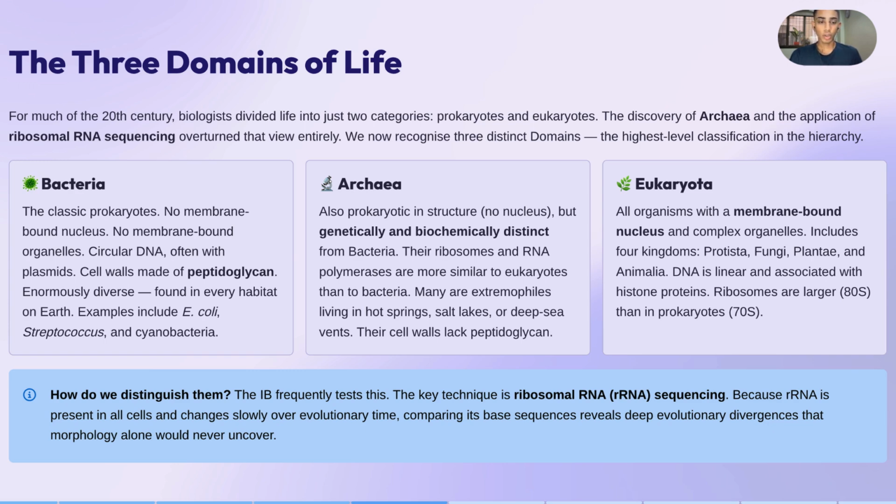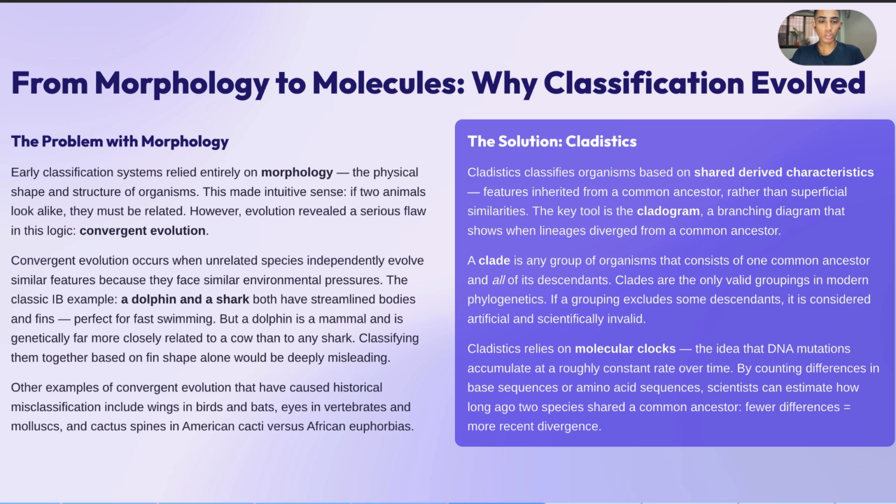The IB frequently asks how we distinguish between these, and the secret lies in sequencing ribosomal RNA. Deciding who belongs in which group has also evolved. Old school biology relied on morphology, or physical shape. However, looks can be deceiving because of convergent evolution. For example, a dolphin and a shark both have fins, but a dolphin is actually more closely related to a cow than to a shark.